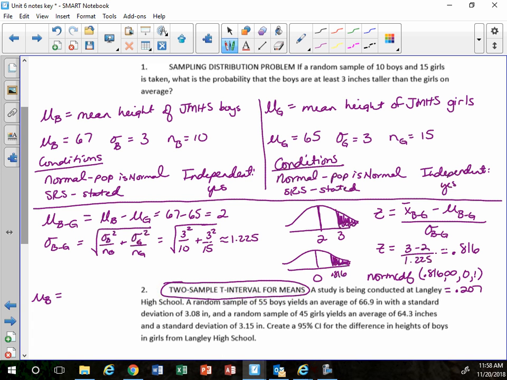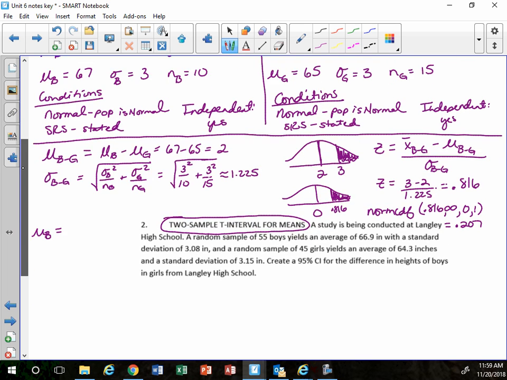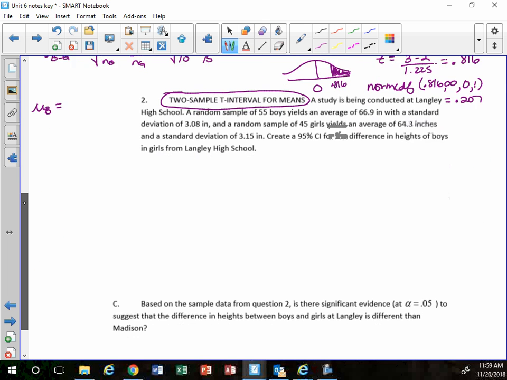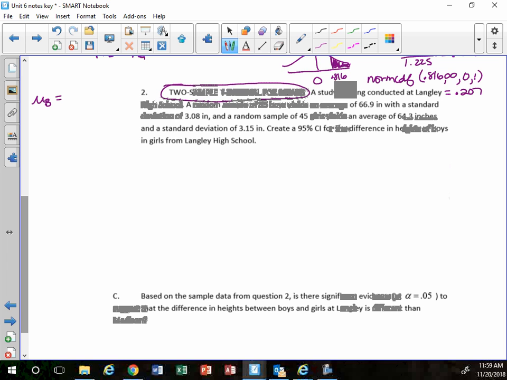One point is usually the conclusion, and then 2 of the points come from identifying this information, checking your conditions, telling me what the test is. So you cannot skip this step. All right? It's the freebie. It's annoying, I know. It takes a while to write it all, but do it. It matters. So, what is mu of b in this problem? Yes. Mean height of Langley High School boys.